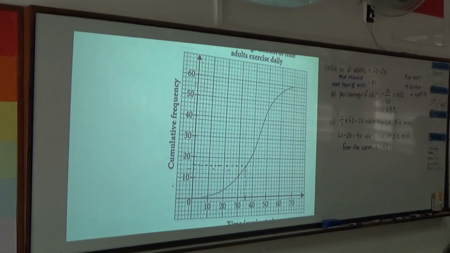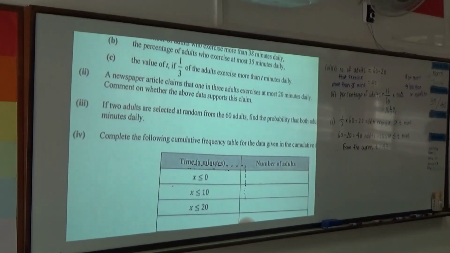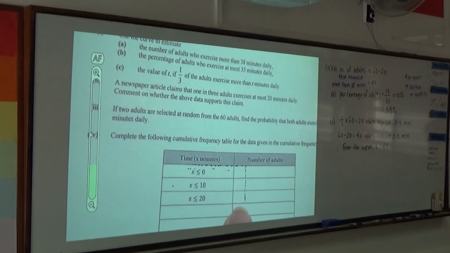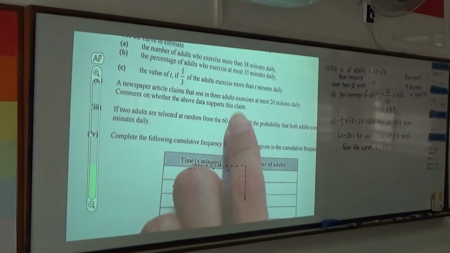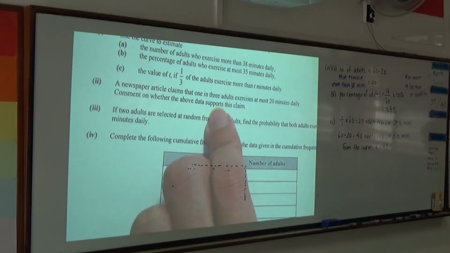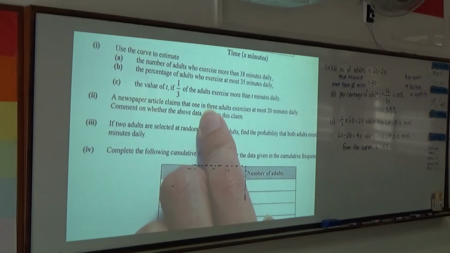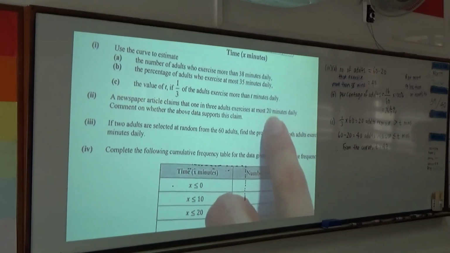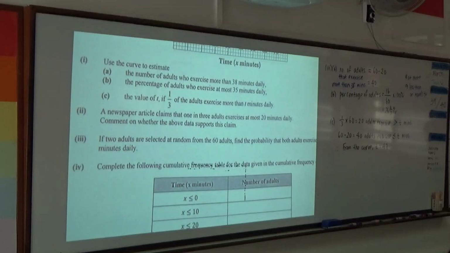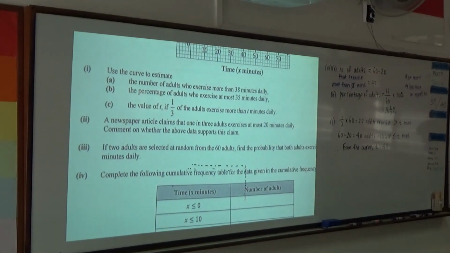Next we look at part 2. An article claims that 1 in 3 adults exercise at most 20 minutes daily. Comment on whether the above data supports this claim or not. So 1 in 3 adults, that means a fraction of 1/3. They exercise at most 20 minutes daily. So we then first find out how many adults there are for this one out of 3.